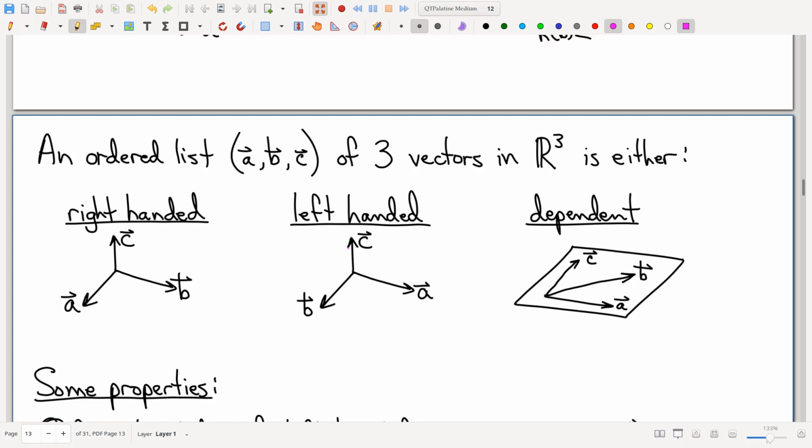I'm going to start with what it would mean for this list to be right-handed. Keep in mind the order matters. A is first, B is second, C is third. That matters. And here's the way we do it. There is a particular hand gesture that got settled and agreed upon long ago. I don't even know how long ago. This is the hand gesture right here.